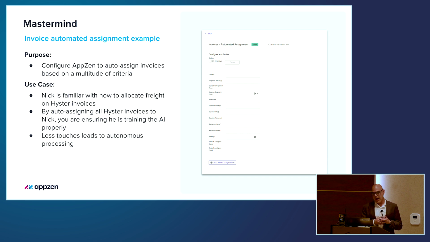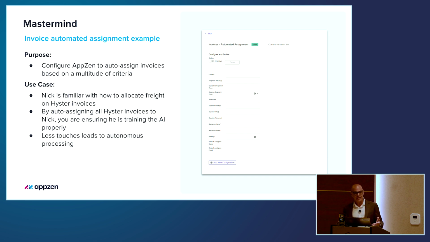All right, I'm going to highlight another one, invoice automated assignment. This allows you to automatically assign invoices based on certain criteria. It could be by supplier, or by a block of suppliers done alphabetically. But it gives you a number of options to help auto-assign invoices to the right AP processor.